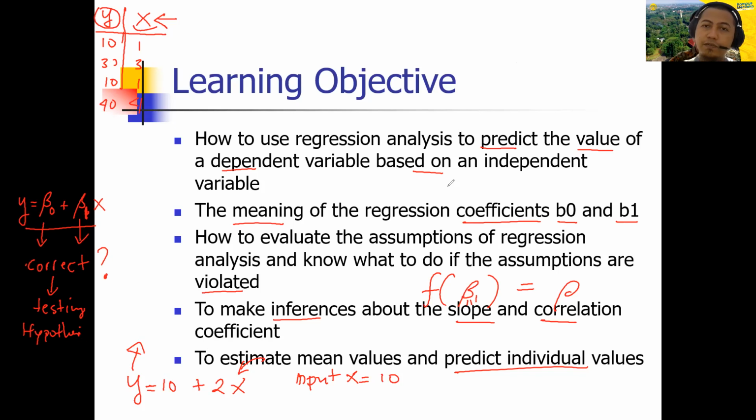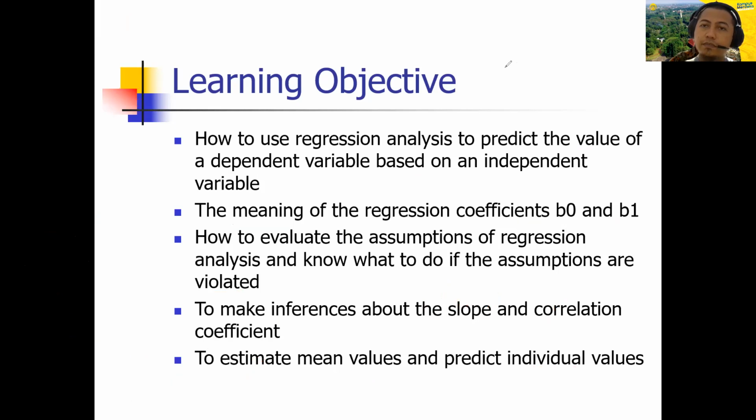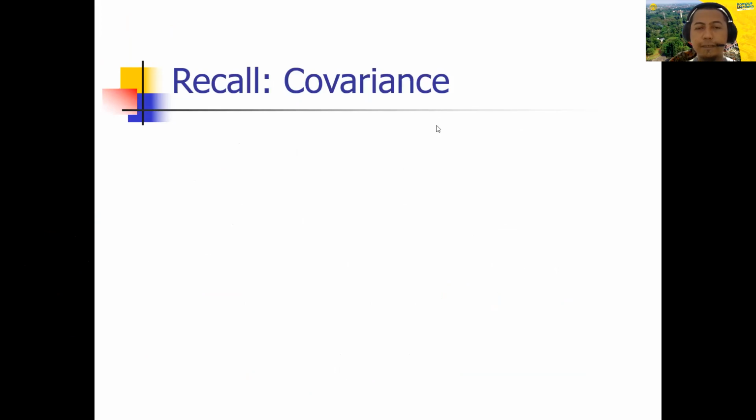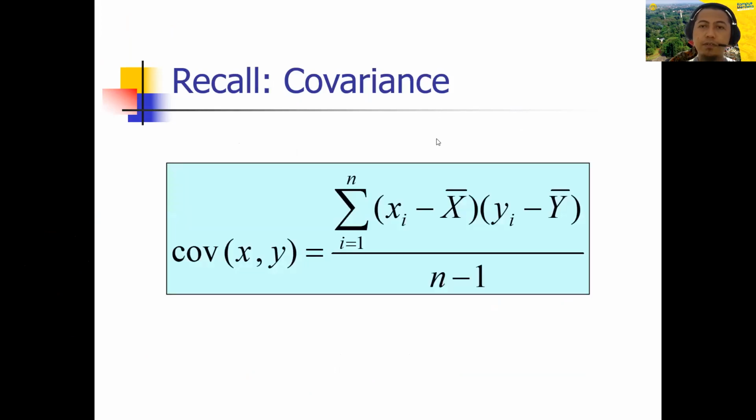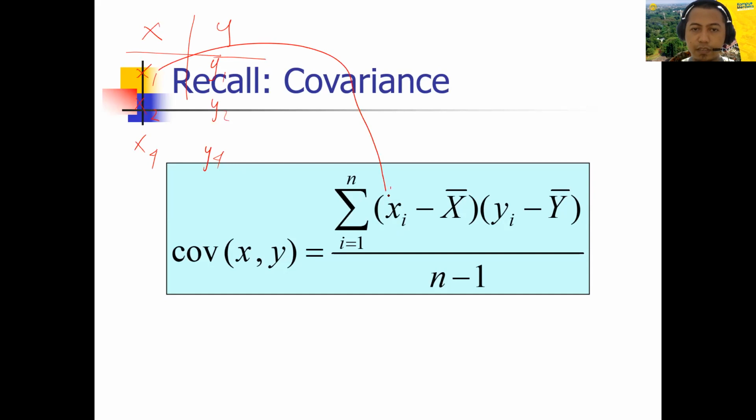And then let's move forward to the next. Maybe some of you already know the covariance. This is the formula of covariance. Given the data, let's say x and this is y, and every member here is x1, x2, x4, and then the results are y1, y2, y4, something like that. This one, we got this one.